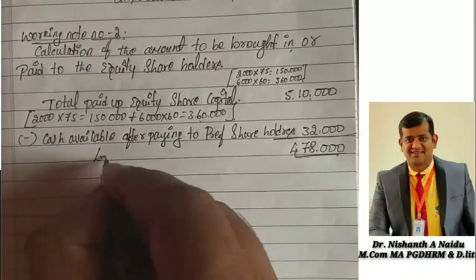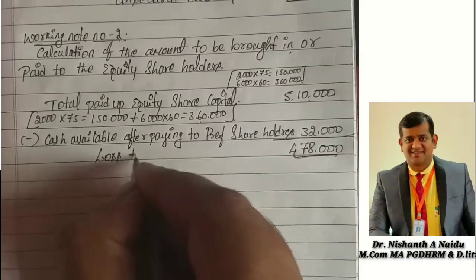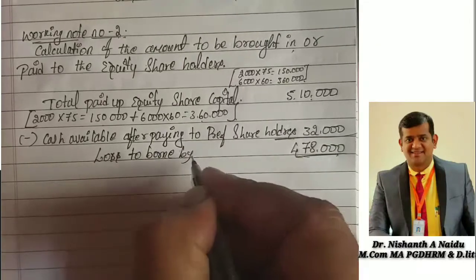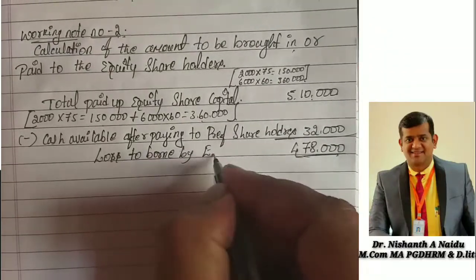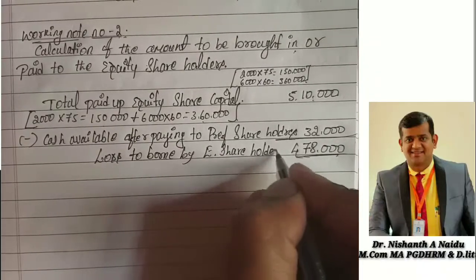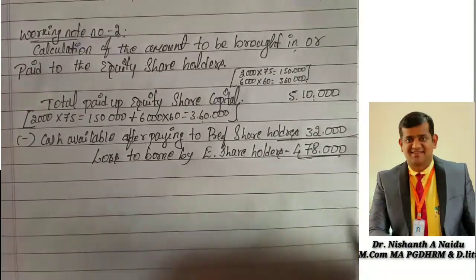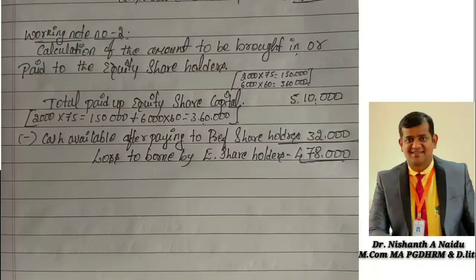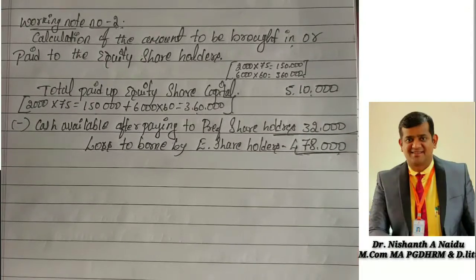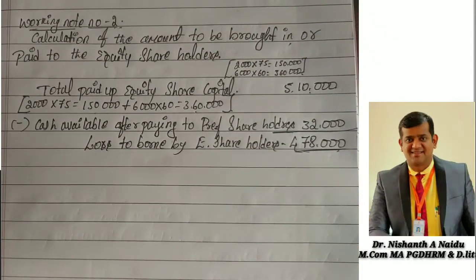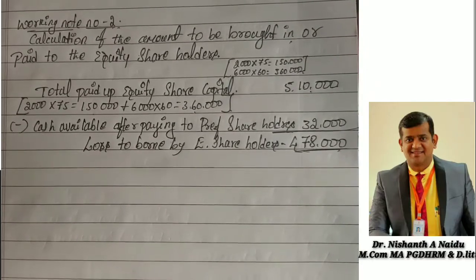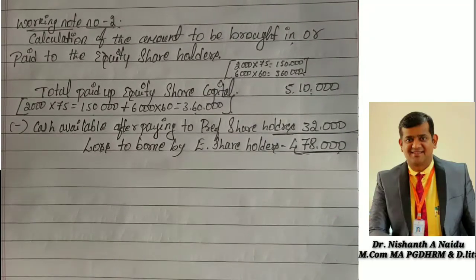Loss to be borne by equity shareholders is 4,78,000 rupees. Clear? 4,78,000 rupees is the loss which has to be borne. Next we have to find the loss per share.